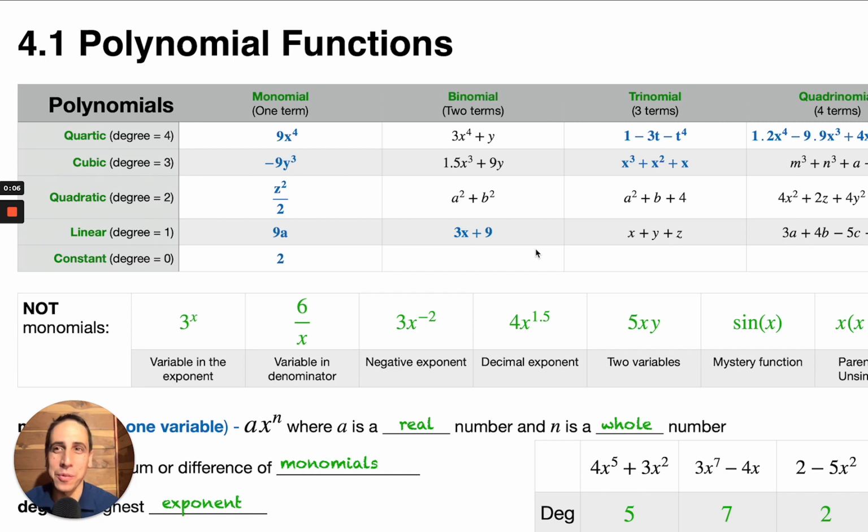Section 4.1, Polynomial Functions. Let's get some vocabulary written down. You can see constant, linear, quadratic, cubic, quartic. Please write these down, the things in green. Just some vocabulary, and I want to give you some examples here.